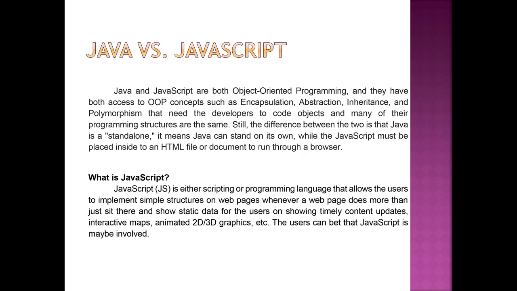Now, what really is JavaScript? Let's compare Java and JavaScript. What are the differences? Actually, Java and JavaScript are both object-oriented programming, or in other words, we call it OOP. They have encapsulation, abstraction, inheritance, and polymorphism.